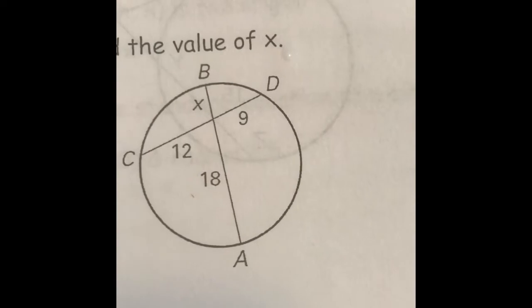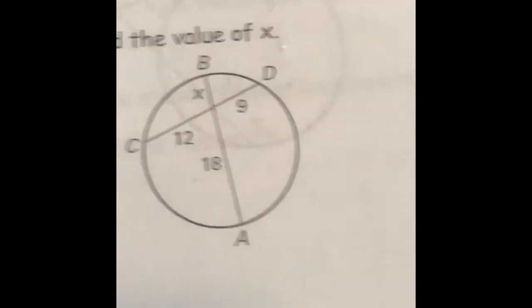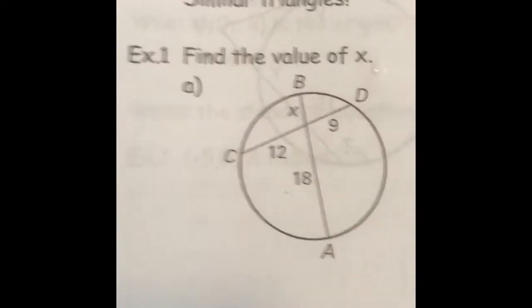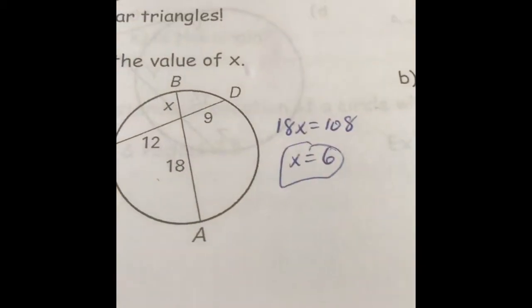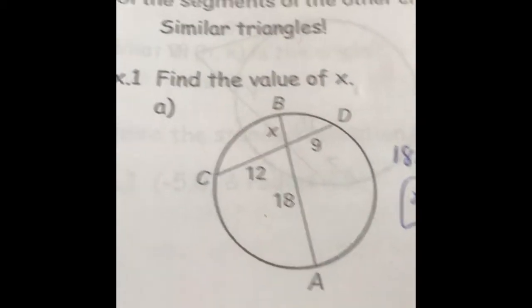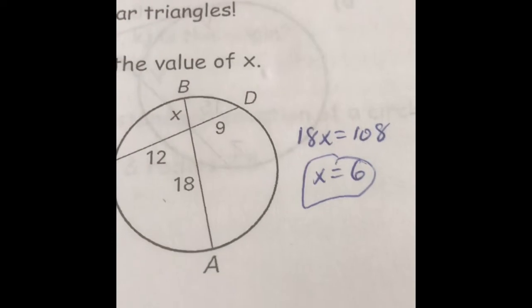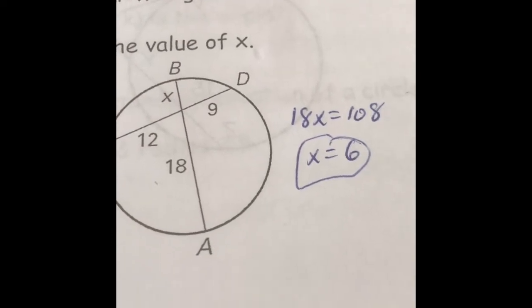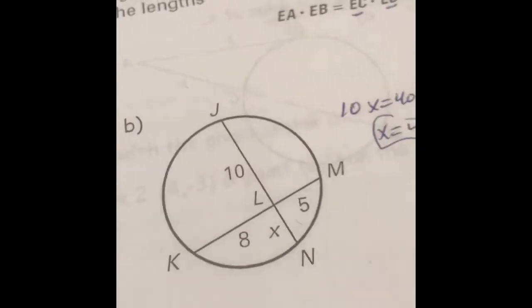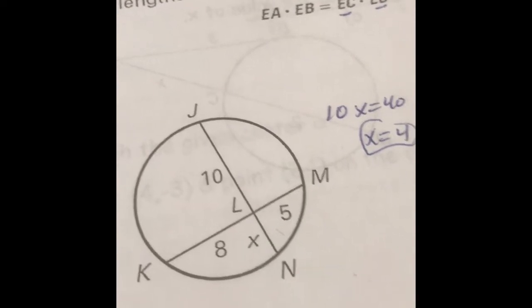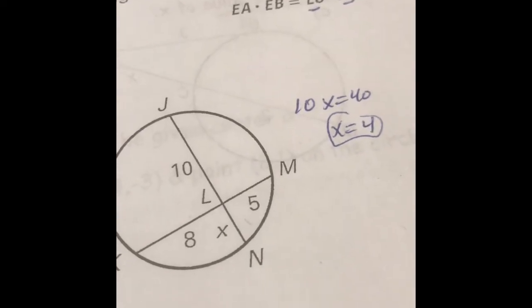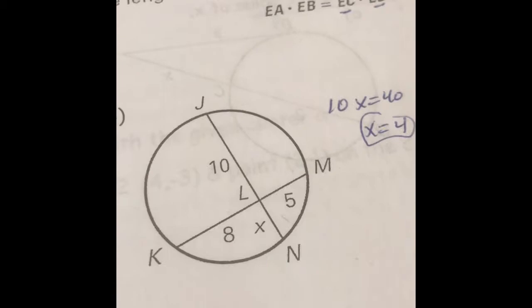So let's take a look at these two examples here. My suggestion is to pause the video right now and get these two answers done, just for A and B. Pause the video. Okay, so for the first example here, for question A, you should get 18 times x is equal to 108, so x is 6. And in this example right here, you should have 10x is equal to 40, so x is equal to 4.